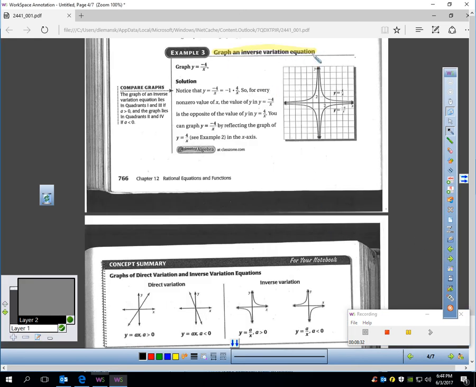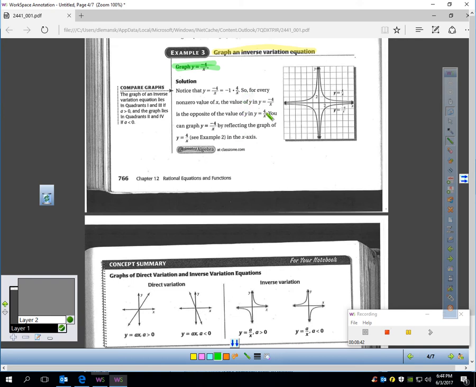Here's another graphing problem. So again, if you're graphing it, you would take this equation, plug it in your calculator, make a table, and start plotting points, and you're probably going to have to plot, again, 10, 12, 14 points to get a good idea of the curve. Now, a little note here that's important. The graph of an inverse variation equation lies in quadrants 1 and 3 if A is greater than 0.